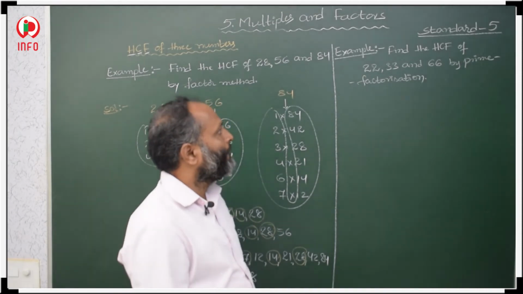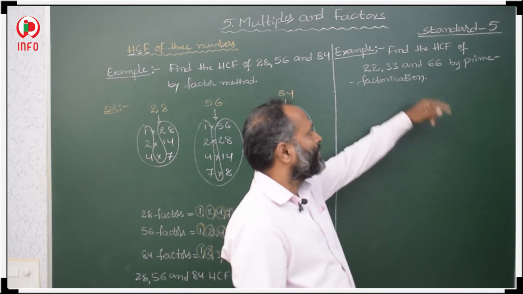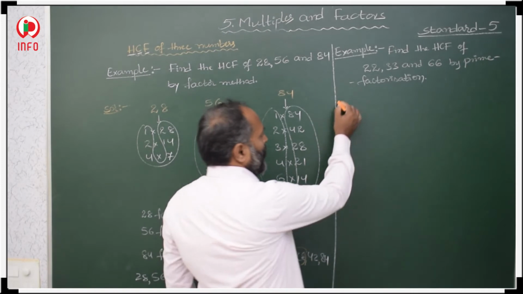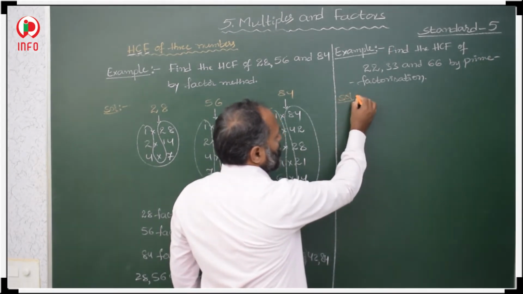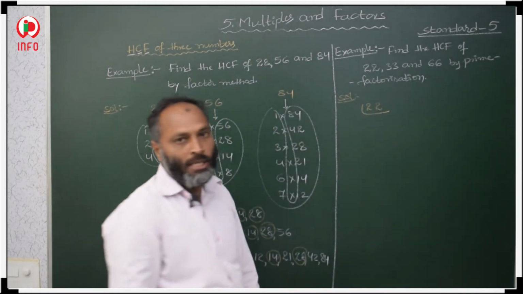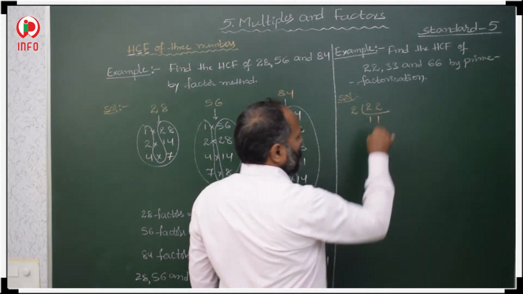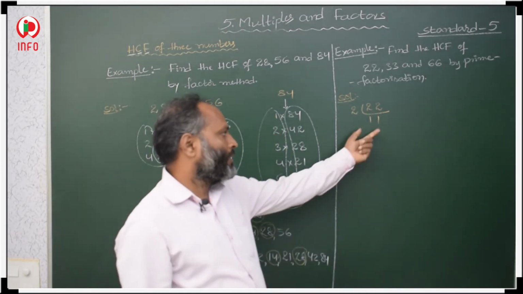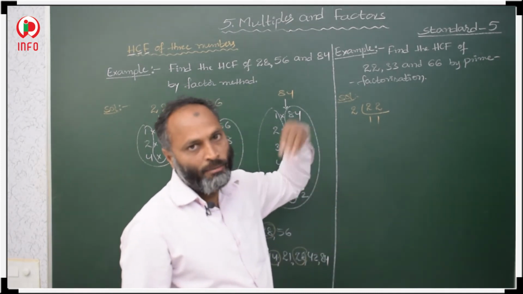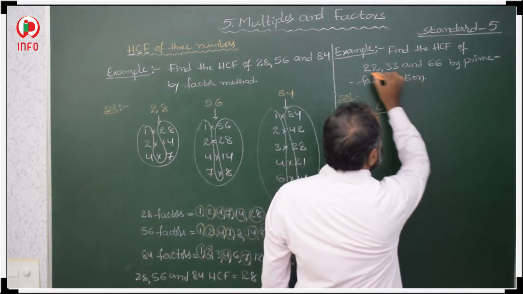Now in the example, find the HCF of 22, 33 and 66 by the prime factorization method. First 22. 22 is an even number, it is divisible by 2. 2 11s are 22. 11 is a prime number, no need to check further. Why? Because prime numbers are divisible by 1 and itself. So enough.